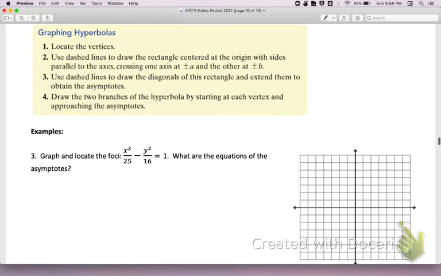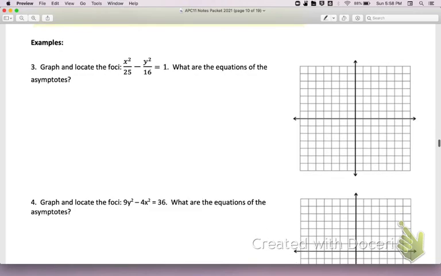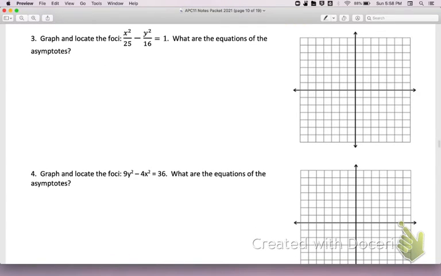So let's start by graphing one that is centered at the origin. Here's a summary of the steps, but let's go ahead and just talk through them together. So number 3 says graph and locate the foci for x squared over 25 minus y squared over 16 equals 1, and give the equations of the asymptotes. So we want the graph, the foci coordinates, and the equations of the asymptotes.